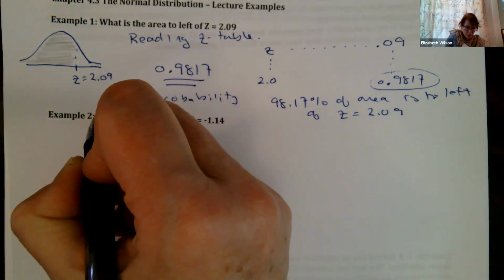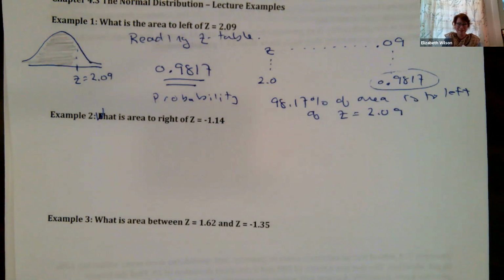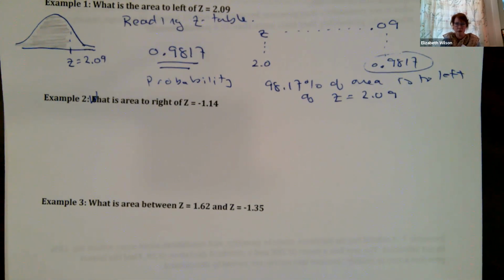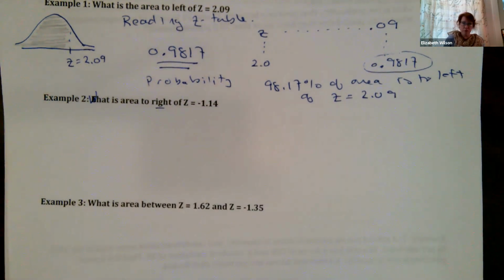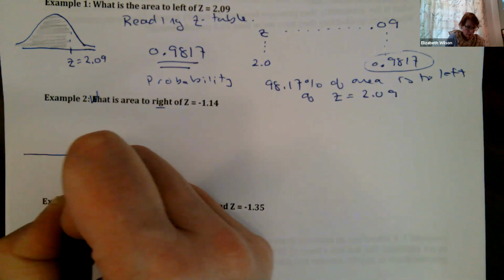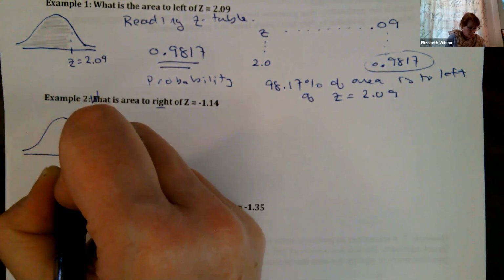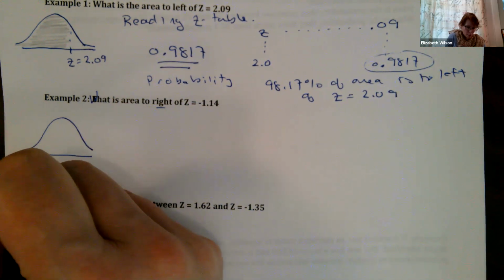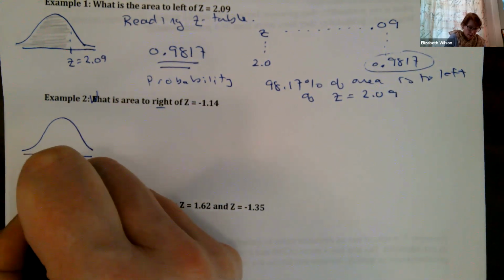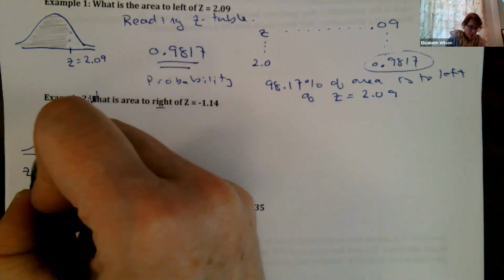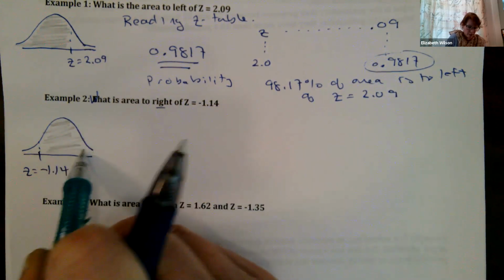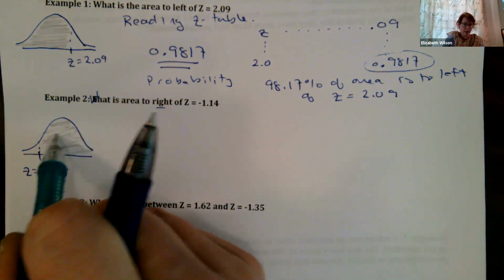Example number 2: what is the area to the right of z equals minus 1.14? Remember, this is to the right, so I'm going to draw a picture. Here is my z equals minus 1.14. To the right of this means I want this shaded region right here.